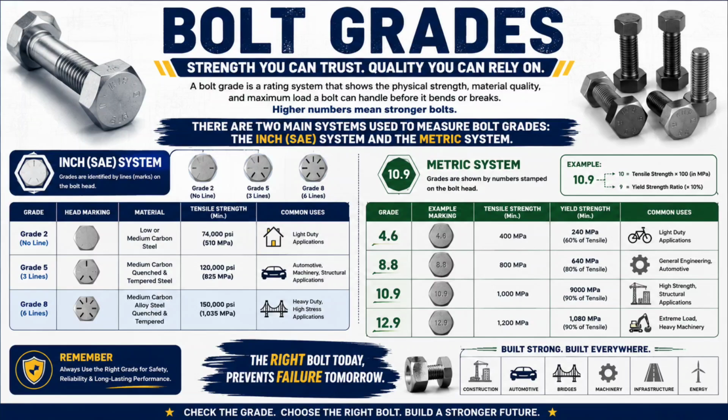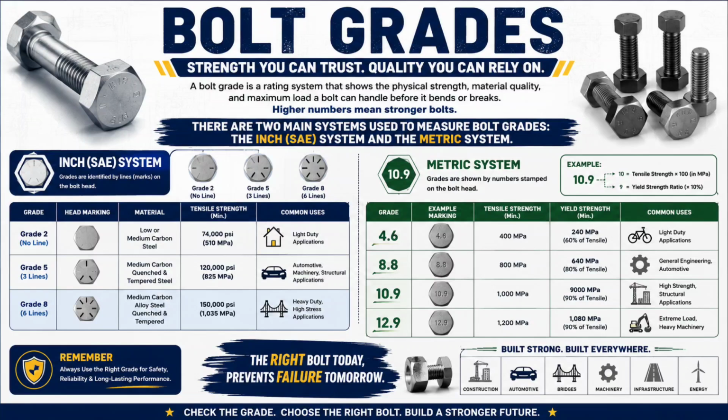In the inch system or SAE system, when there are no lines present on the bolt head, it is classified as a grade 2 bolt. When 3 lines are present on the bolt head, it is classified as grade 5. When 6 lines are present on the bolt head, it is classified as a grade 8 bolt.